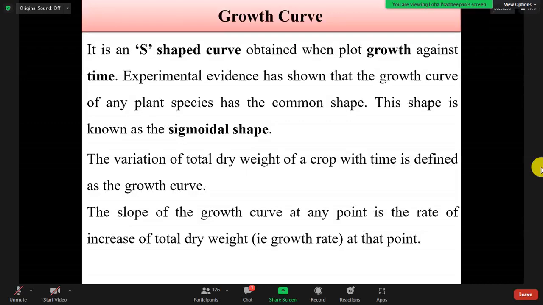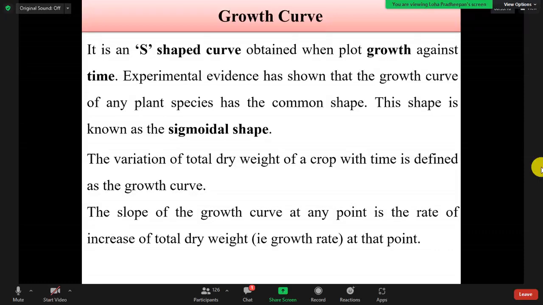If we take the slope at that point, how much rate of increase is happening in the dry weight is indicated by the slope of the growth curve. So if we ask what the slope of the growth curve is giving, it is giving the growth rate. Normally, growth rate is how much dry weight increases per unit time. We already looked into arithmetic growth as well as geometric growth.